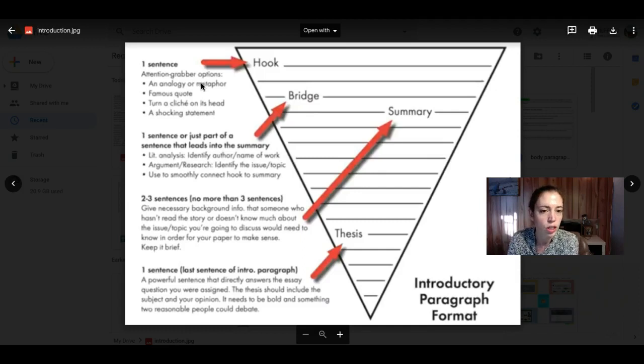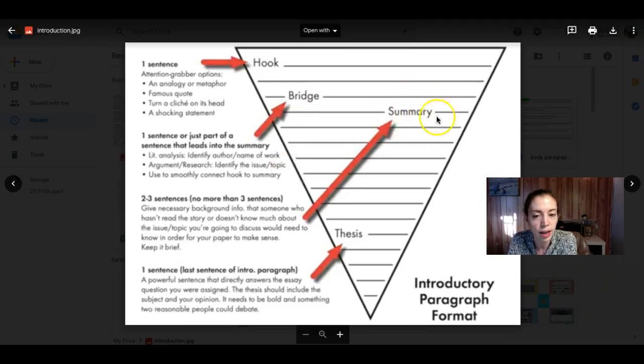Something that fits. So after you have your hook, just a sentence, right? Over here it tells you how many sentences per part you're supposed to have. Then you need a bridge, okay? And a bridge is that sentence, or just part of a sentence, that leads into the summary, all right? So for us, we're doing an argument paper, right? So you want to identify the issue or the topic. So in the case of the one that we're writing right now, it is about Confederate monuments. So just briefly give us one sentence that says something about Confederate monuments.